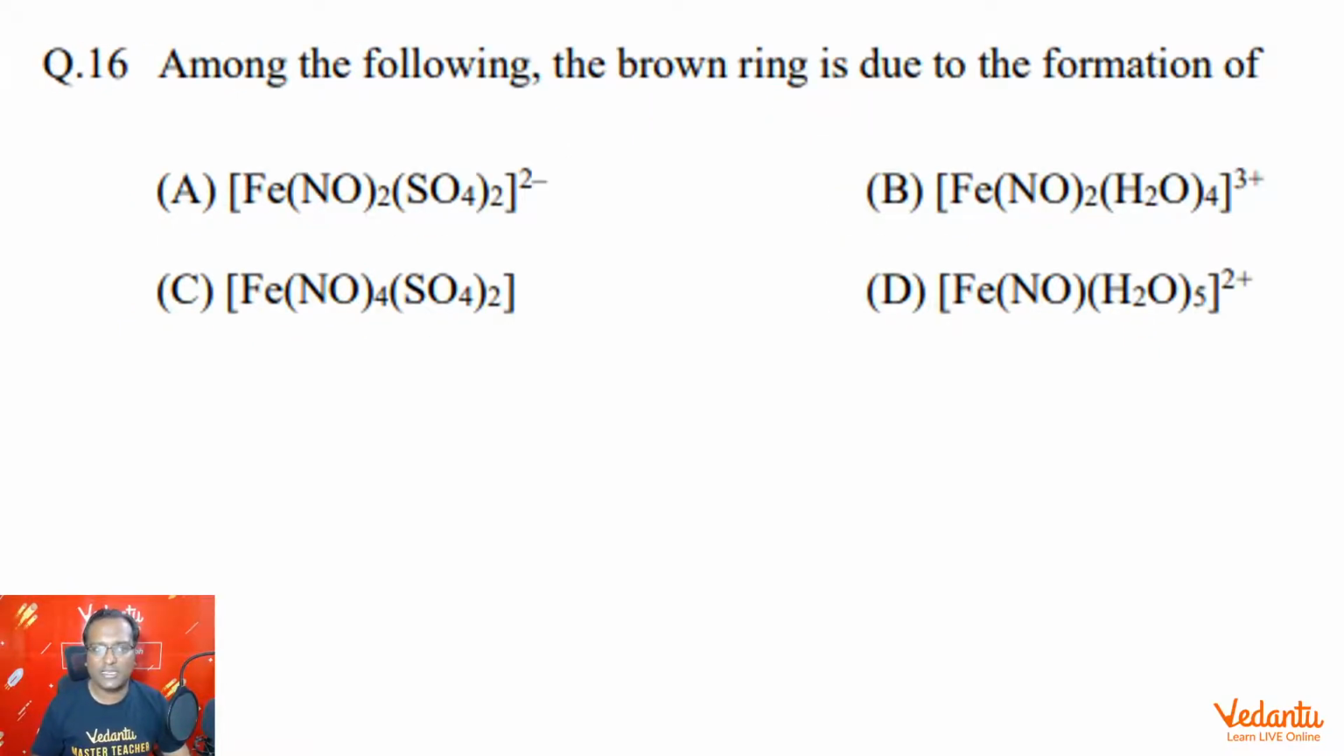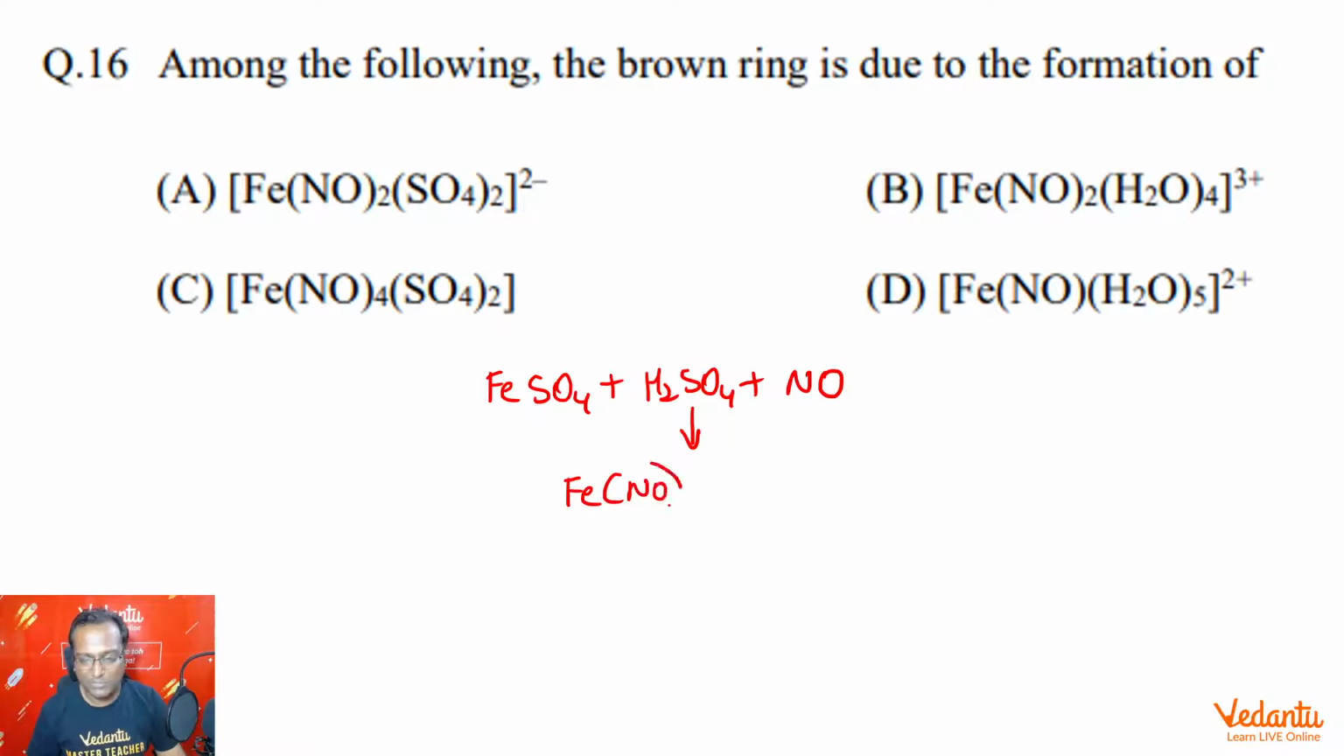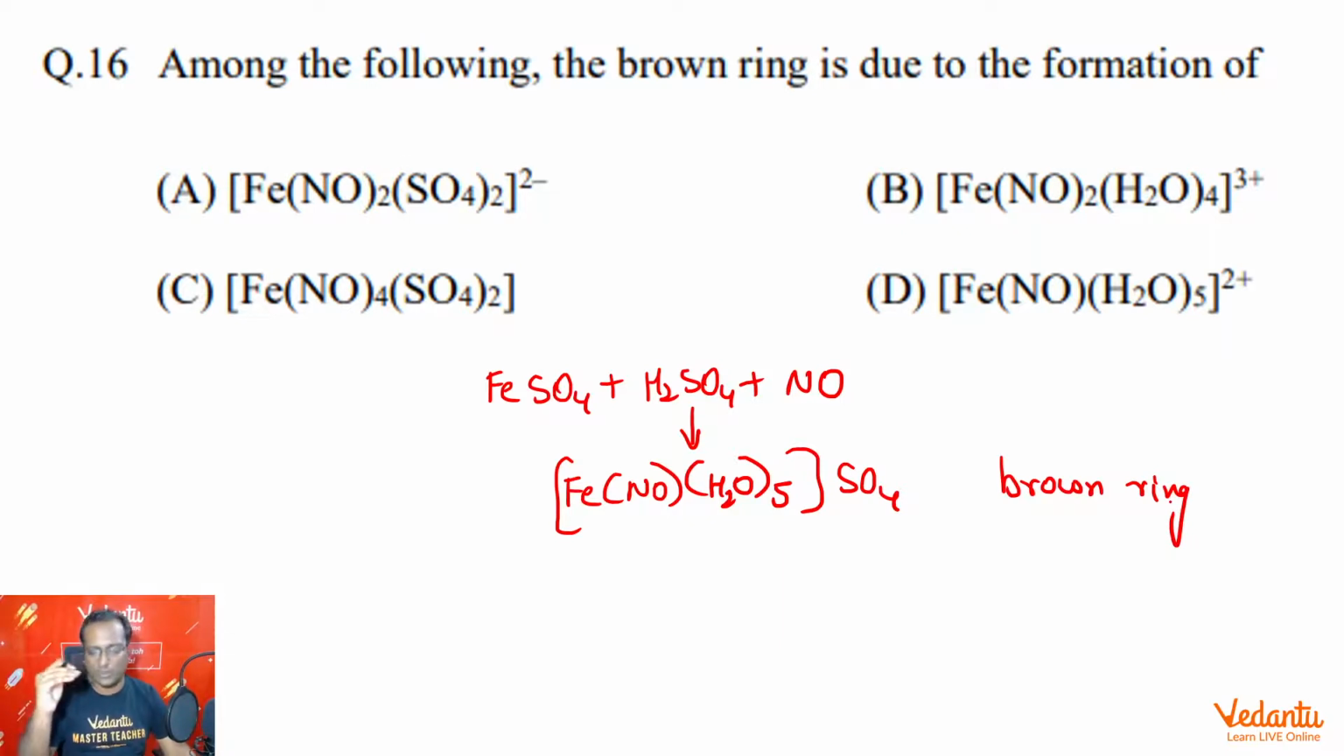Now let's talk about the next one. The brown ring is formed due to, we know that brown ring complex is obtained when we have freshly prepared ferrous sulfate reacting with H2SO4 and NO, right? To form what? To form a complex in which the product formula comes out to be this. Now, what is this? This is your brown ring, which is obtained on the meniscus at the interface of the two liquids, at the junction of the two liquids.